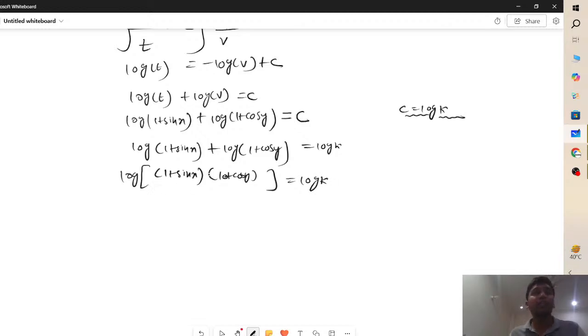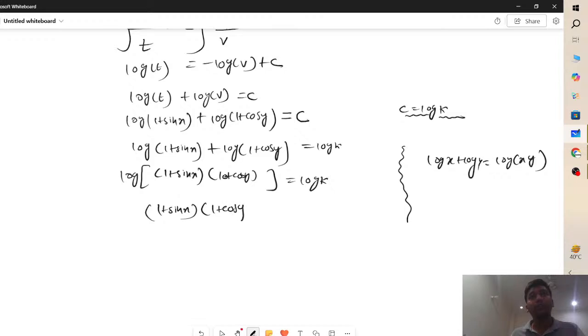And why are we writing like this? Because we know that log x plus log y is always equal to log xy. Done. Now we eliminate log from both sides. So we get (1 + sin x)(1 + cos y) equals k. This is our final solution. Okay.